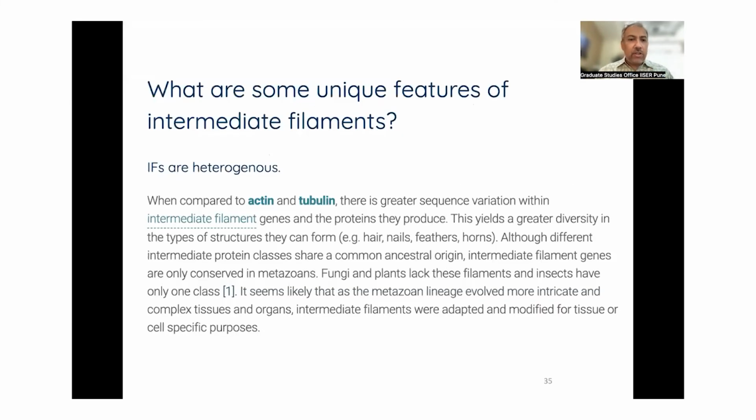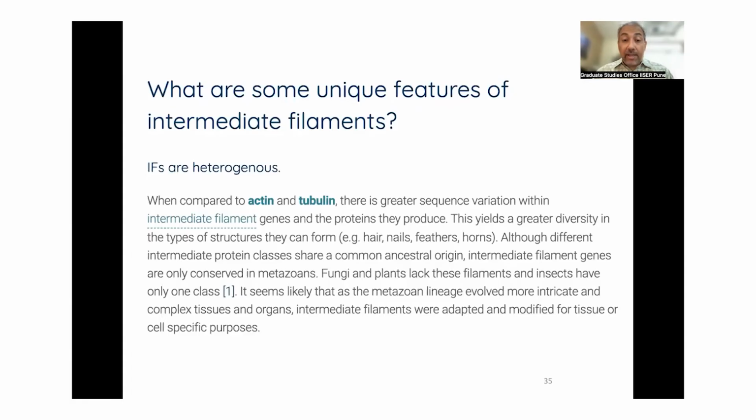So among the unique features when compared to actin and tubulin, there is a great sequence variation within the intermediate filament genes and the proteins that they produce. This yields a great diversity in the type of structures they form. So they could form things like hair, nails, feathers, horns, which are all examples of these intermediate filament proteins. Keratin is therefore a good example of an intermediate filament protein, right? Fungi and plants lack these filaments, and insects have only one class.